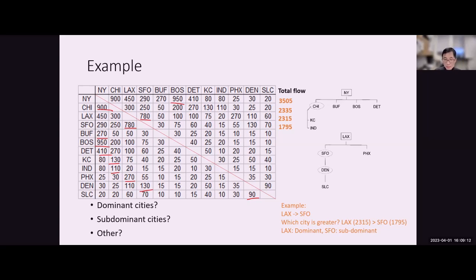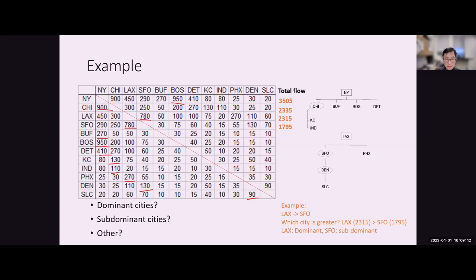What about LA? LA has the largest flow to San Francisco. So LA is greater than San Francisco, and LA becomes dominant to San Francisco. But there's no dominant or subdominant relationship between New York and LA, which means that we now have two separate hierarchies, one for New York and one for LA.